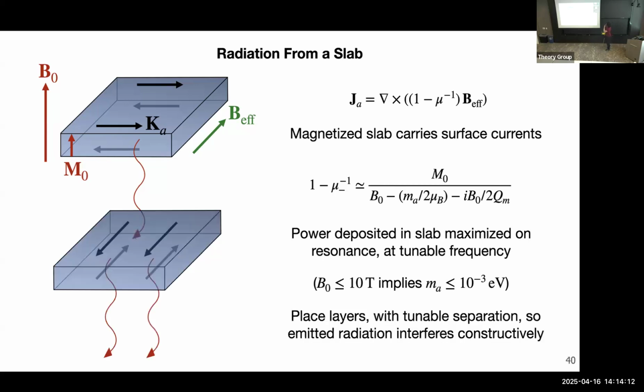And then finally, I want to benefit even more from the scale. And so what you can do is you can place more layers. If I had another layer of this stuff right here, and I tune the separation just right, then the amount of radiation emitted from this one would just interfere constructively with the one from the first layer. And so that's the kind of trick I can play. So this is where I'm winning by the scale, because the amount of power coming out is growing with the slab area and also with the number of slabs.